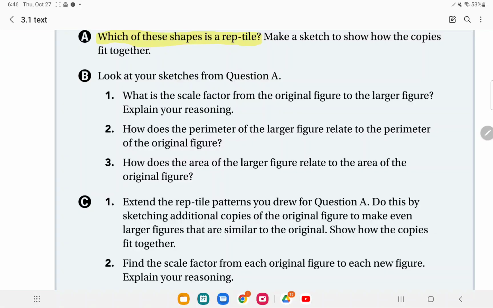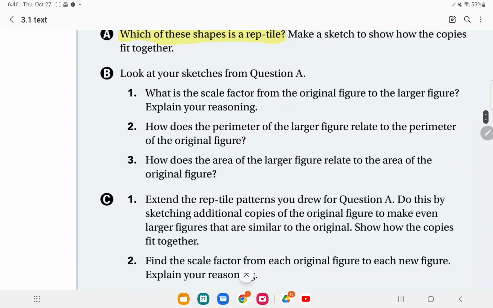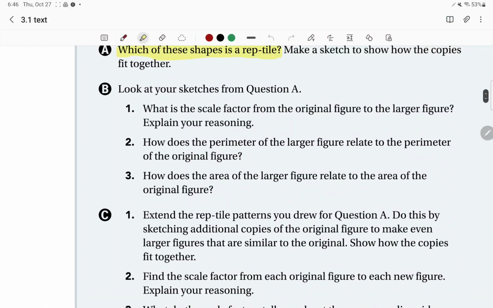Okay, now let's look at part B. Now that we have all of our shapes sketched and drawn, let's look at part B. Number B, part 1, right here. What is the scale factor? So you're looking at the scale factor from the original. So that's the smaller one, right? That's the smaller one to the larger figure. Explain your reasoning. So that really depends on what yours is.